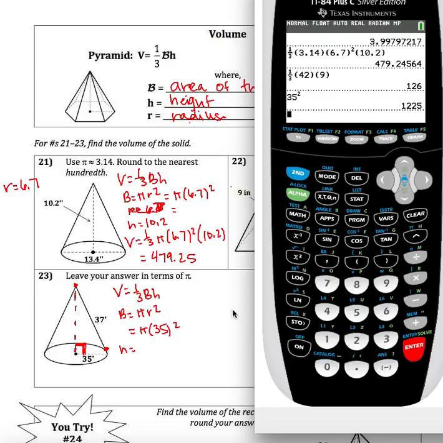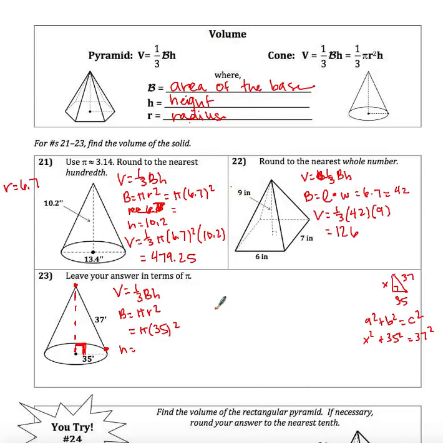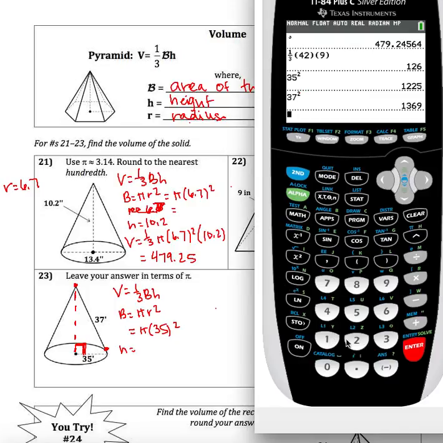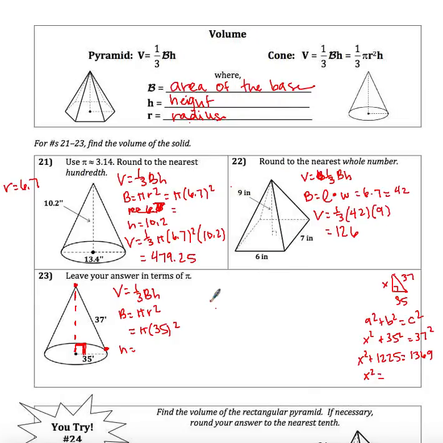35 squared is 1225. And 37 squared is 1369. So, let's say x squared plus 1225 equals 1369. Trying to get x squared by itself, x squared would be equal to 1369 minus 1225. So it'd be 144.